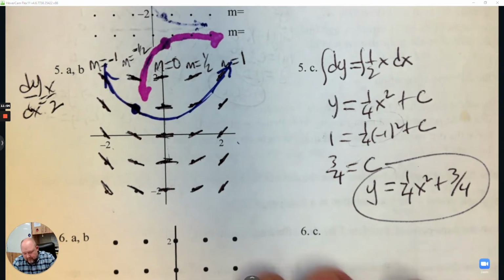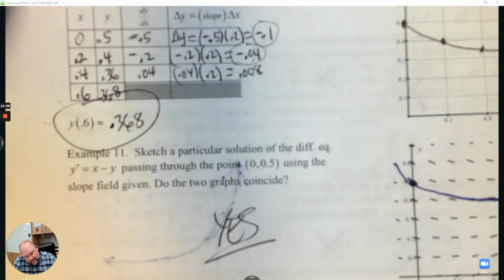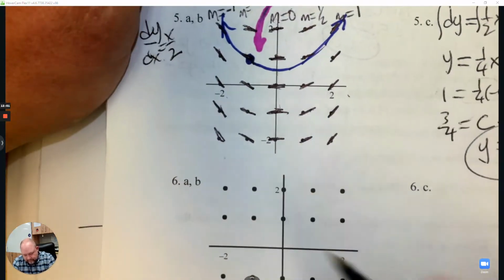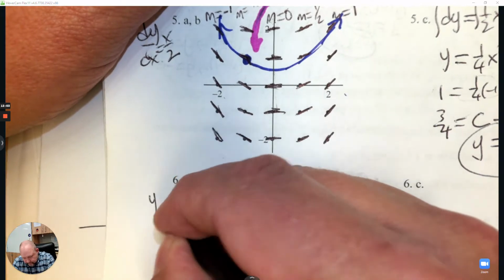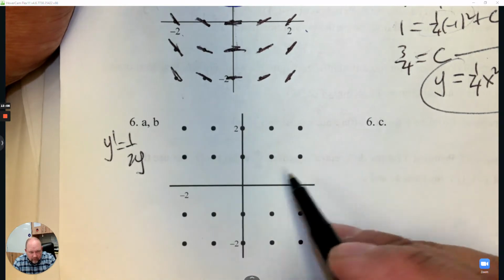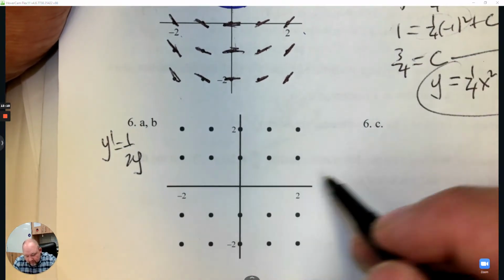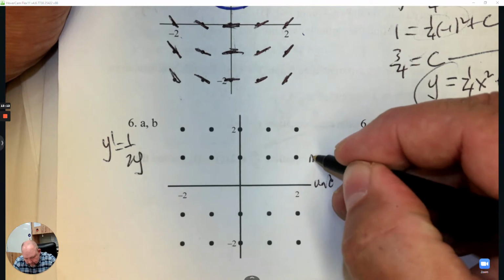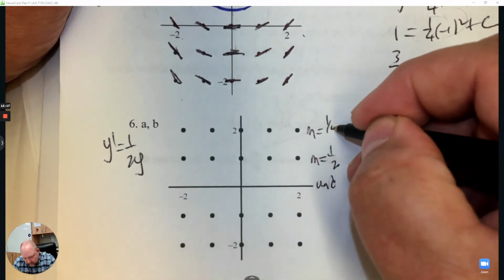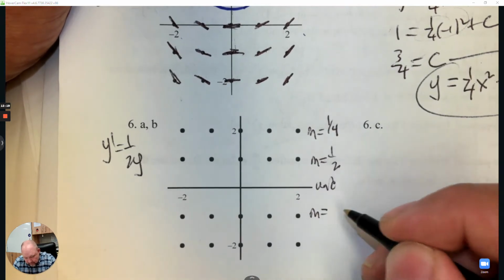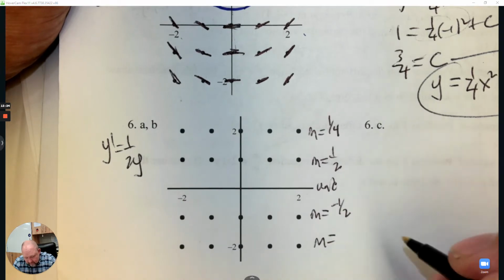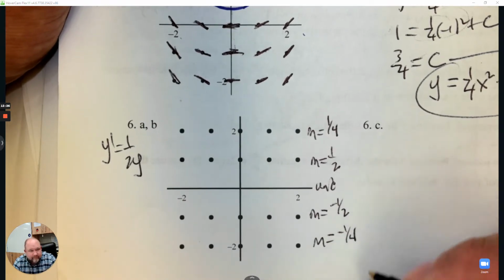Number 6, I'm right here. The derivative is 1 over 2y. So if it's only the y values, I go by rows. So at 0 is undefined. At 1, the answer is 1/2. And at 2, the answer is 1/4. At negative 1, it's negative a half. And at negative 2, it's negative 1/4.